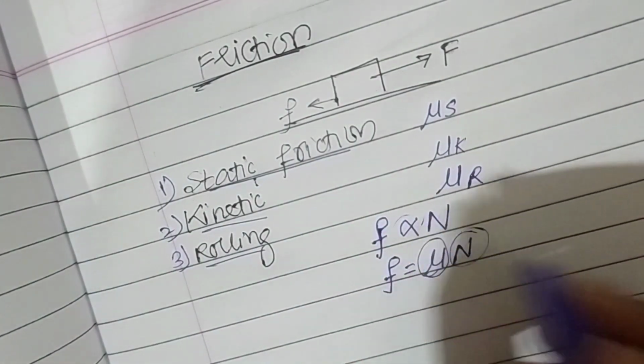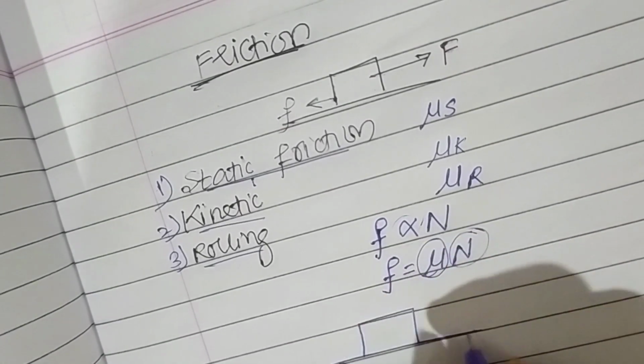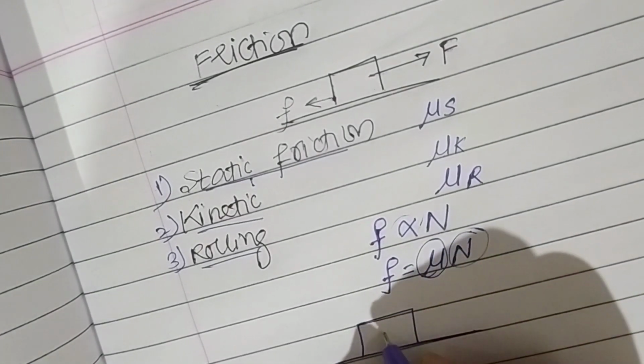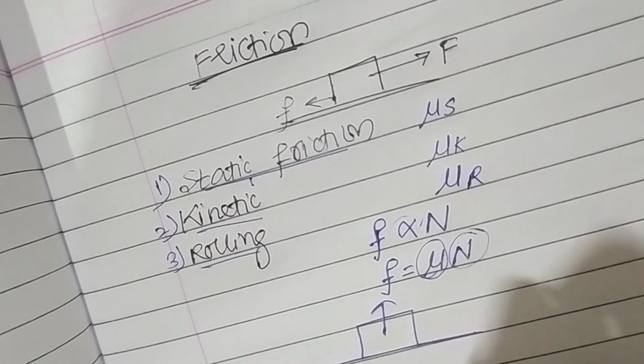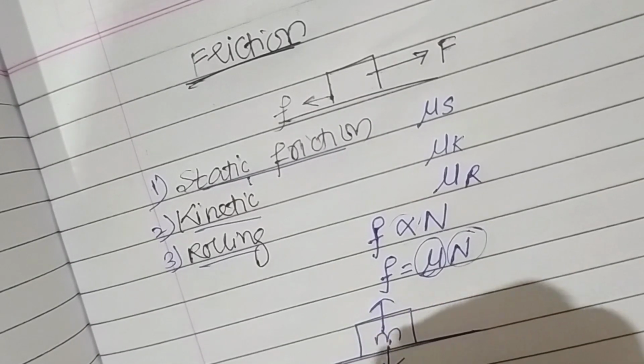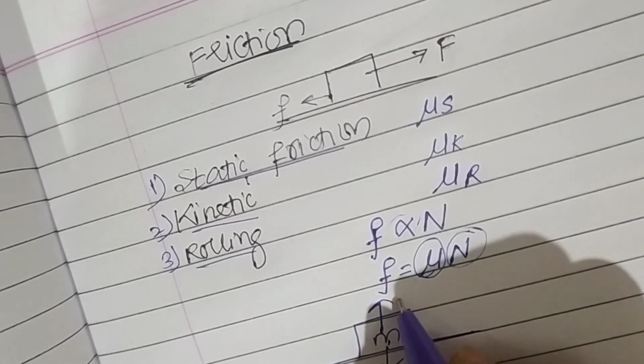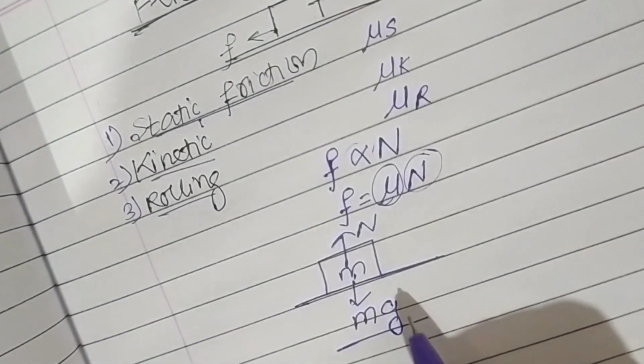So let's understand what is normal reaction. There's a block here, it is at rest on the table, and let's see what the normal reaction is and how to find it. This block has some mass m. There will be a gravitational force acting downwards, that is mg. So the normal reaction will be N.